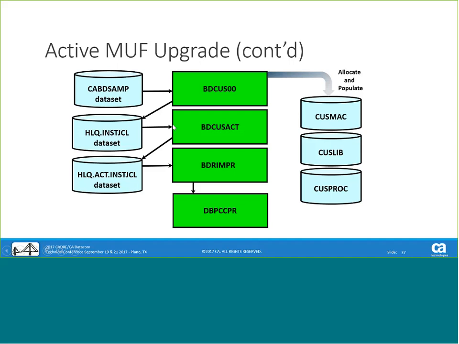You would then customize the members there, and in the case of the active upgrade members, that's the BDCUS00 for active. And you also have to run README PR to install the PC call modules. That will need to be run in any environment on any LPAR where you're going to access MUF. So if you are accessing MUF through ENF or remotely in any way, then you'll have to run the README PR on each of those domains or each of those LPARs.